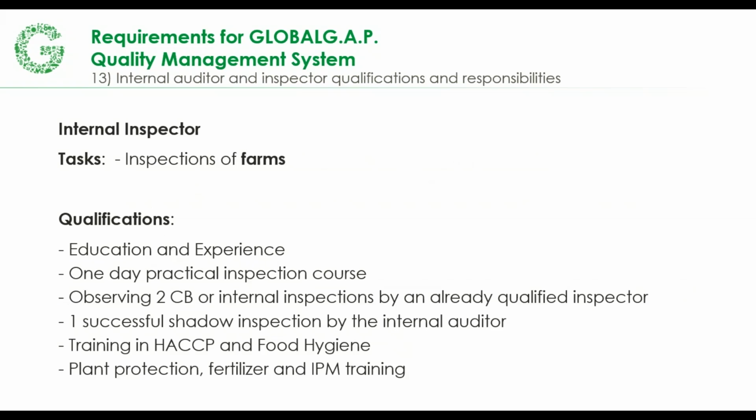Then you have the internal inspector, who is responsible for the inspections of the farm. Again, qualifications require a mix of education and experience. So this is, again, a post-high school diploma and something related to agriculture or crops, depending on which group scope they're in. A 1 day practical inspection course, observing 2 CB inspections or internal inspections. So they have to do a witness inspection as well as have a successful shadow. They need to be able to carry out those inspections in order to be qualified for this.